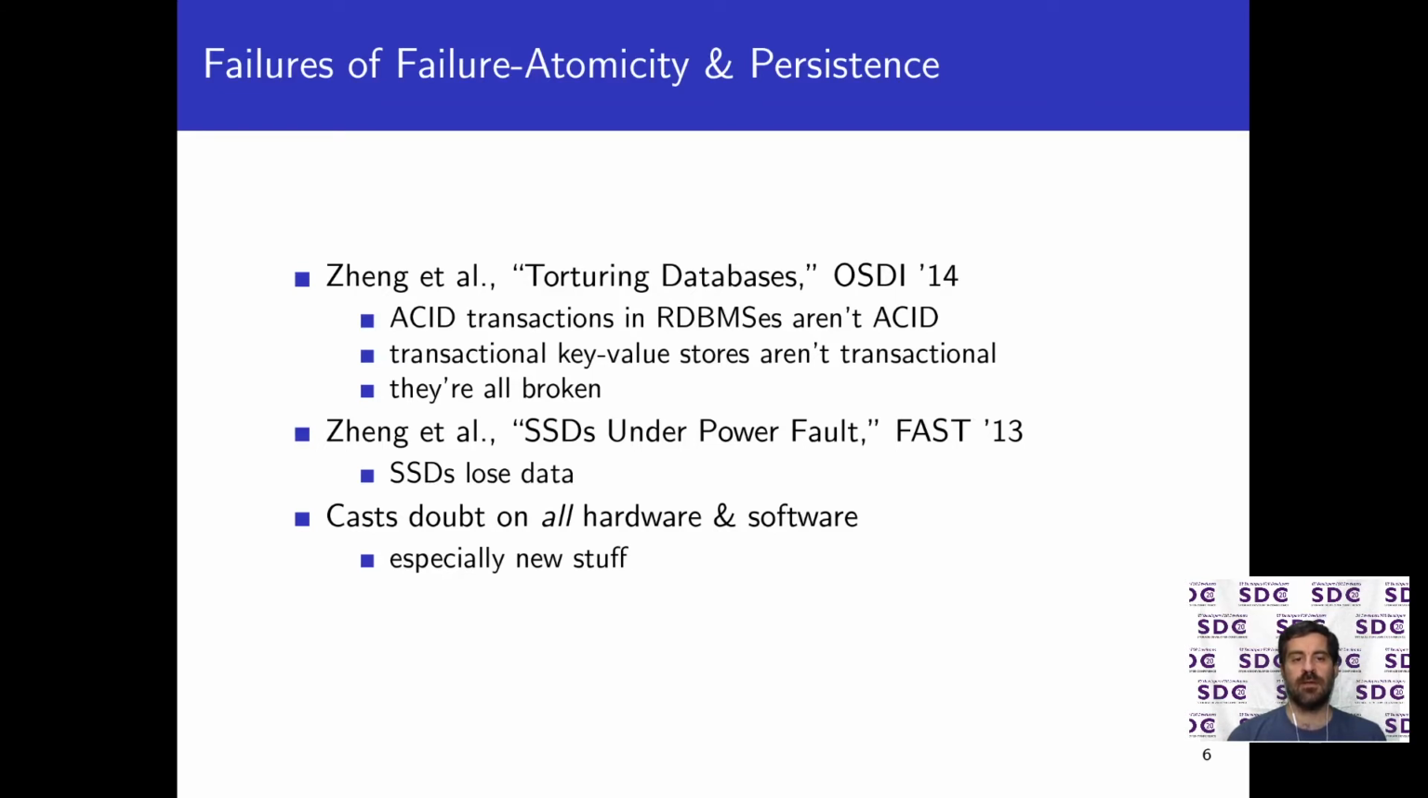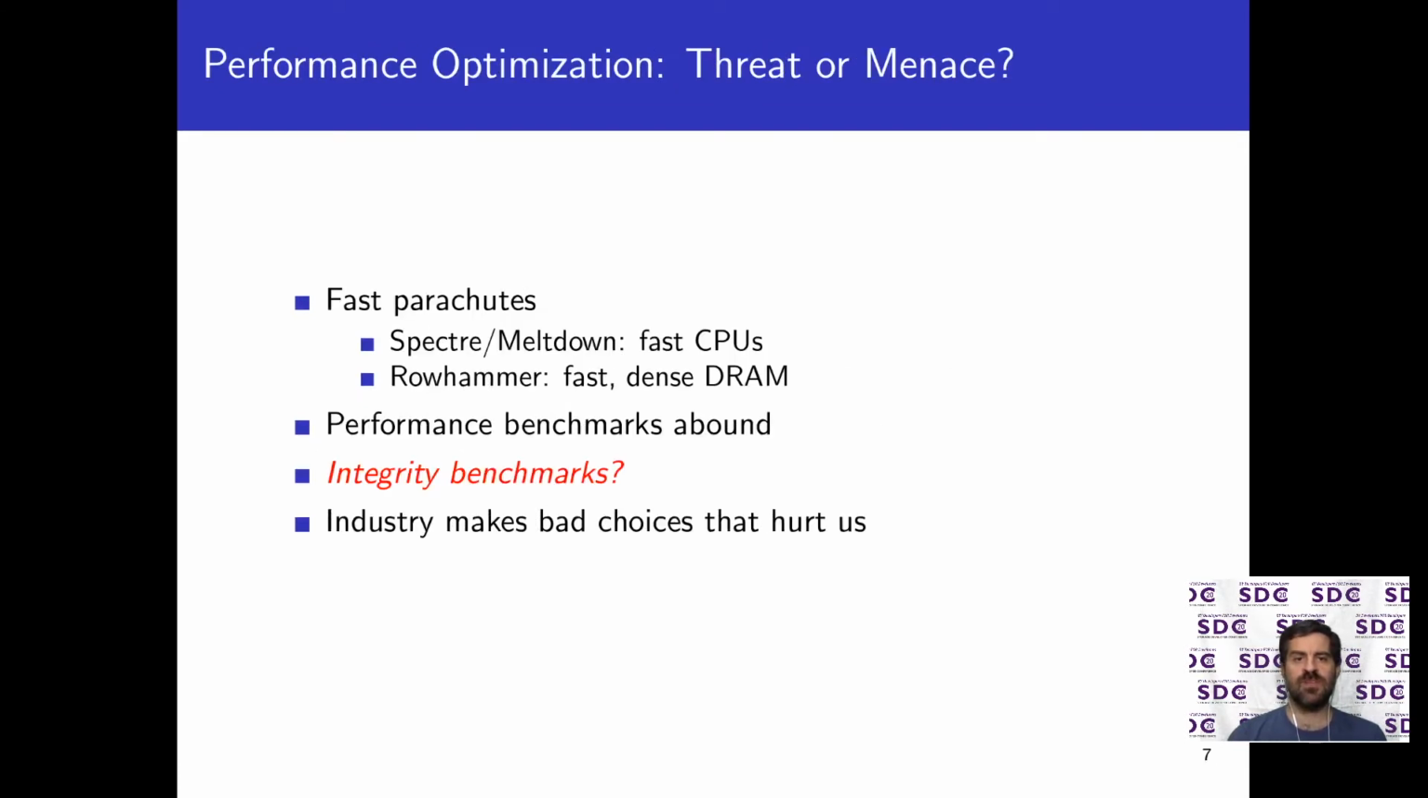Disappointments like this in mature commercial products that have been shipping to large numbers of paying customers for years cast doubt on all hardware and software tasked with keeping data safe, especially relatively new stuff. Most of the defects in storage devices and failure-atomic update mechanisms are ultimately due to performance optimizations, which shouldn't surprise us because overzealous performance optimizations have been causing severe problems for many years.